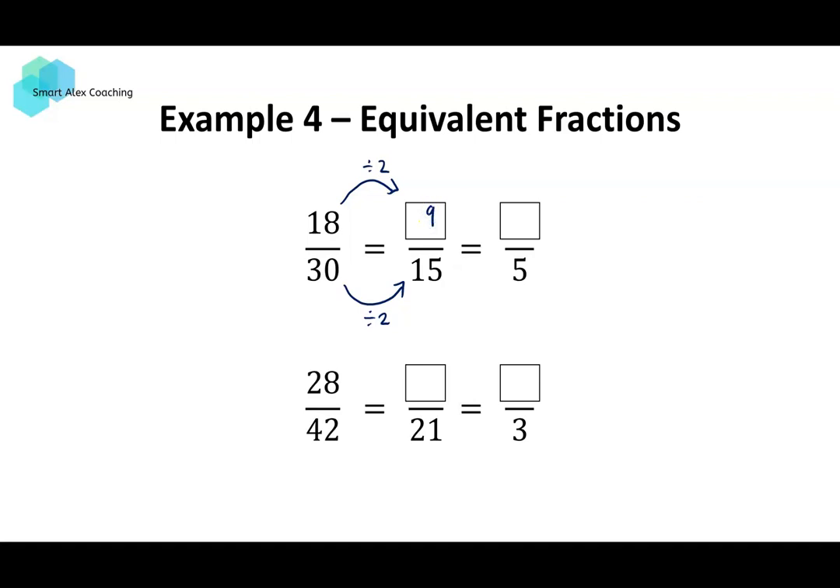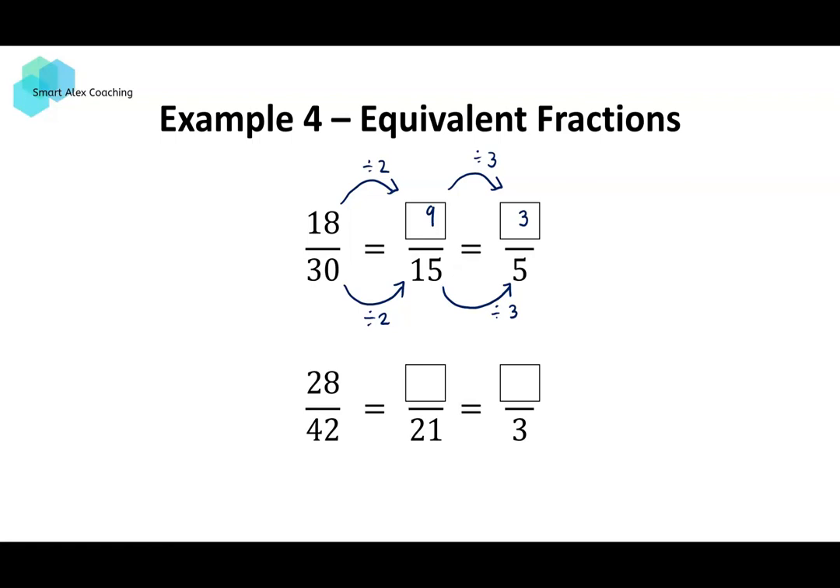But 9 over 15 can be reduced further. I can divide 15 by 3, which will give me 5. I then divide 9 by 3 also, which will also give me 3. So I now have 18 over 30 is equal to 9/15, which is equal to 3/5 in its simplest form.